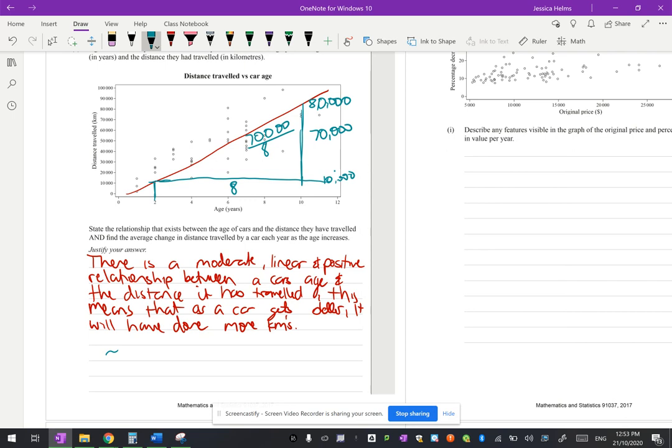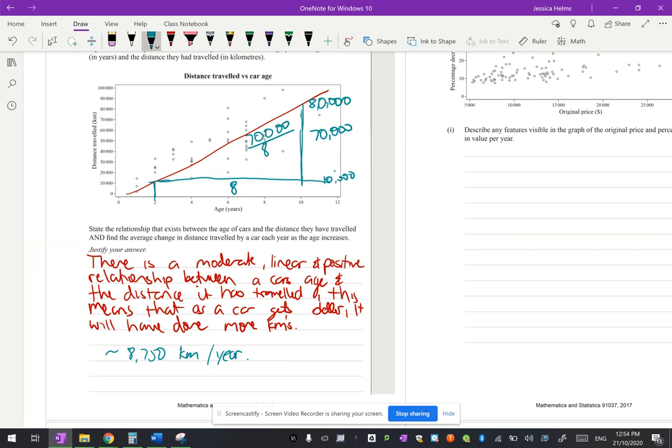Okay, so around about 8,750 kilometers per year. Now for this one, obviously everyone's going to get a slightly different line of best fit, which means that everyone's going to get a slightly different rate of change, or kilometers added per year. But they are accepting anything between 5,000 and 9,000 kilometers, as long as you can justify it, like show how you've done that.